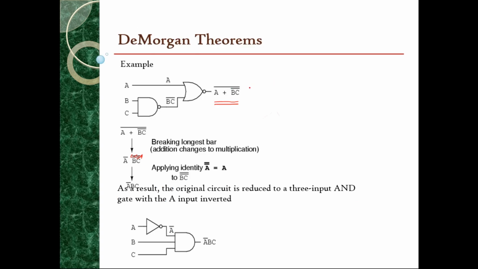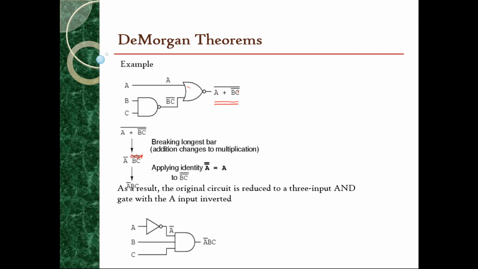This is an example of DeMorgan theorems. This is the initial logic, and then you get the equation by using this logic. This one is a NAND gate, so you get BC with the negate symbol, and then the result of this one you put into the NOR gate, and then this is the end result.